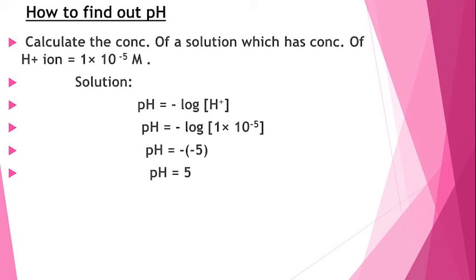By putting the value of concentration of H ion, we have pH equals negative log of concentration of H ion, which is 1 into 10 raised to power minus 5. According to the laws of logarithm, 1 into 10 raised to power minus 5 becomes minus 5. And by multiplying both minus signs, it becomes plus 5. So pH of the solution is 5, which means it is an acidic solution.